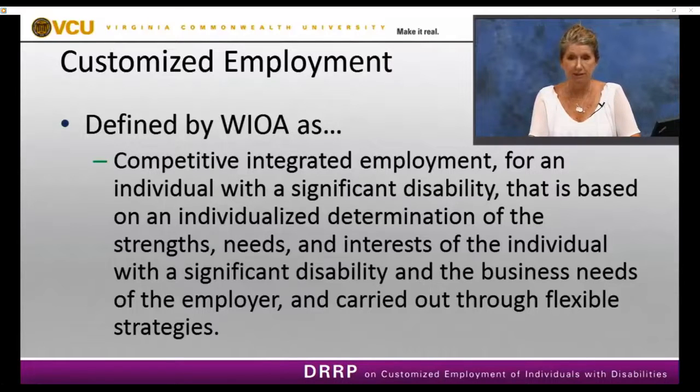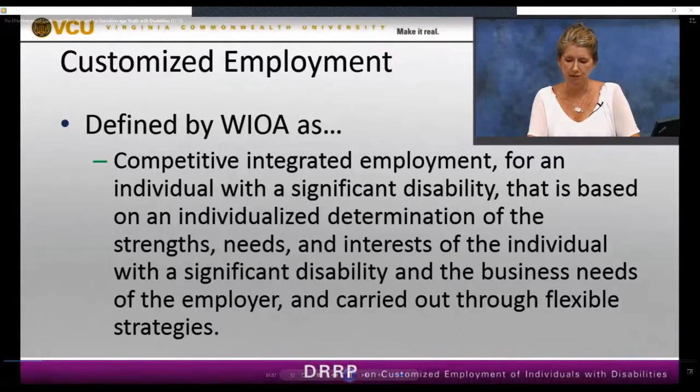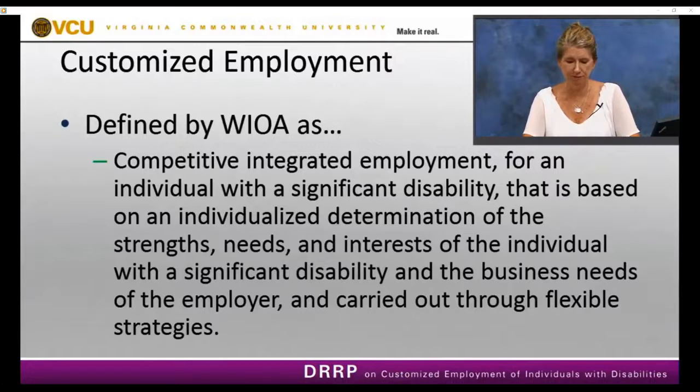Let's deconstruct this definition a little bit. First, competitive and integrated employment. So we're talking about individuals making at least minimum wages or wages comparable to other coworkers doing similar tasks, and in a work environment with employees without disabilities. So this is not sheltered employment, this is not enclave work.